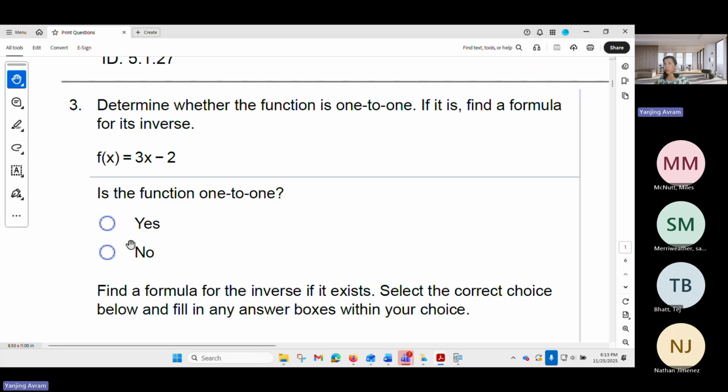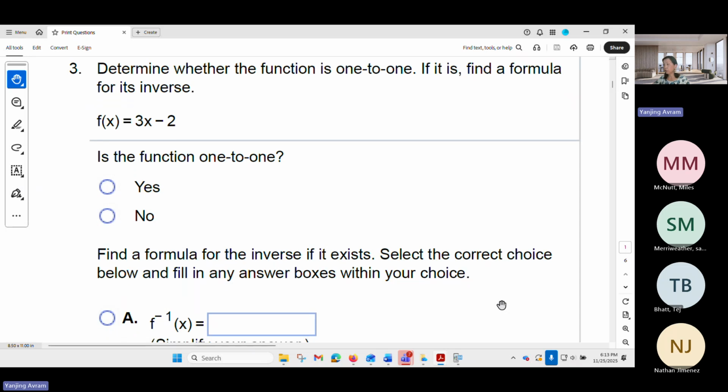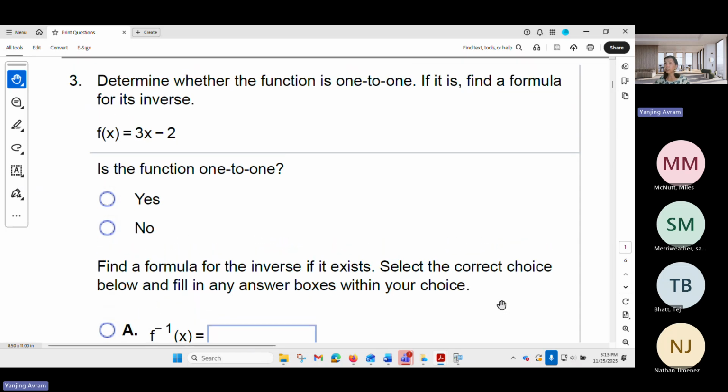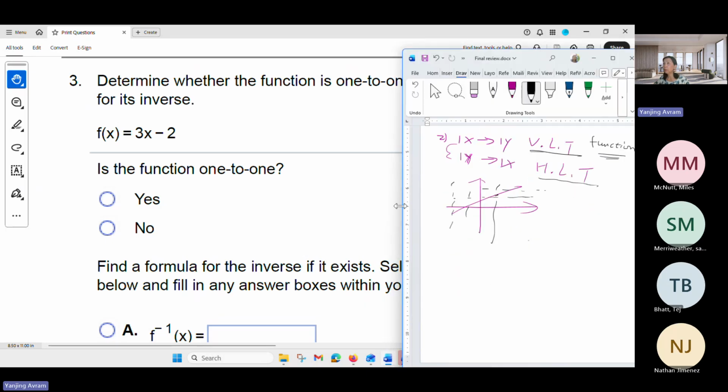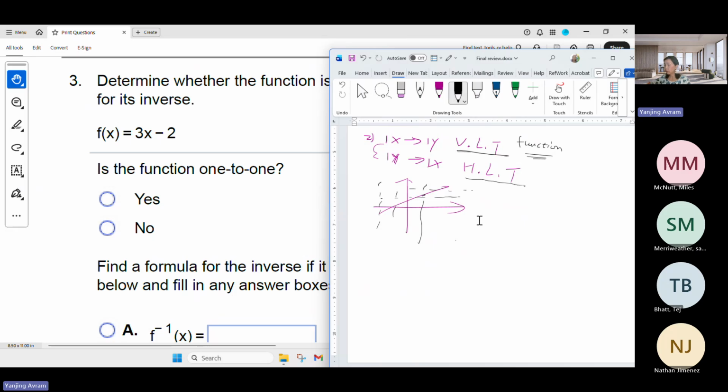Okay, so this is a one-to-one function, and now we want a formula for its inverse function. The question here is how do we find the inverse of this whole graph? We learned how to find it point by point earlier, right? We just switch the x and y.